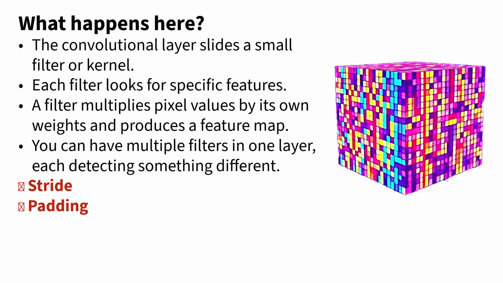A filter multiplies pixel values by its own weights and produces a feature map, a condensed filtered version of the image. You can have multiple filters in one layer, each detecting something different. Important concepts here are stride, how far the filter moves, and padding, whether we keep the output size the same. The convolutional step preserves spatial relationships, which is crucial for recognizing shapes.